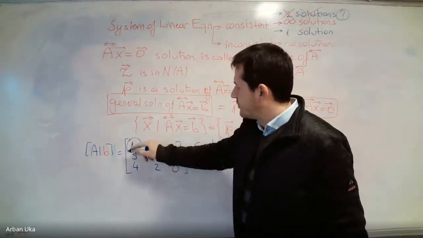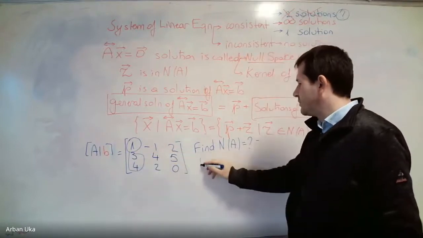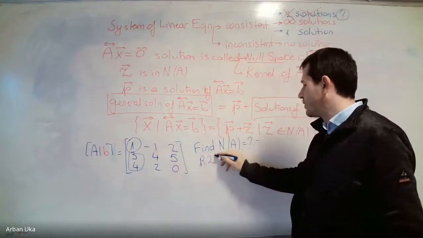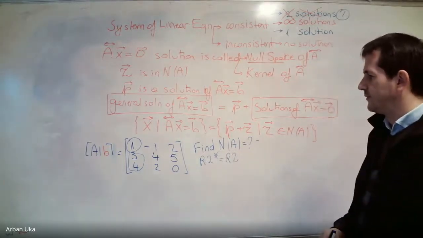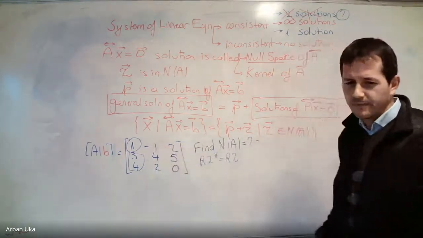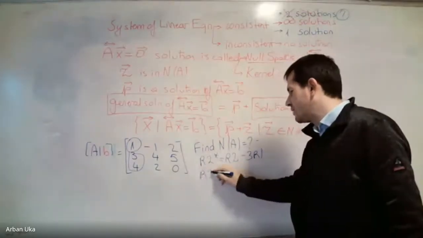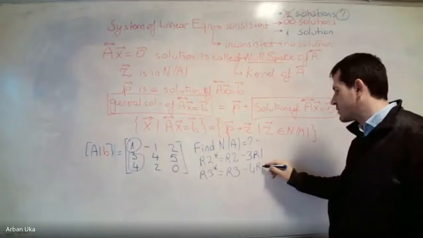First row is a pivot row. We want to make these zeros. How can we make these zeros? Who can help me here? What is row 2 star equal to? Row 2, use row 1 as a pivot. Row 2 minus 3 row 1. Exactly, minus 3 row 1. What is then row 3 star equal to? Row 3, then what? Minus 4 row 1. That's correct, minus 4 row 1.